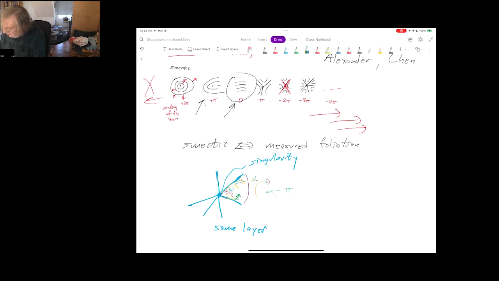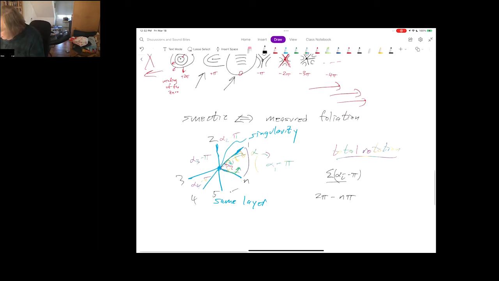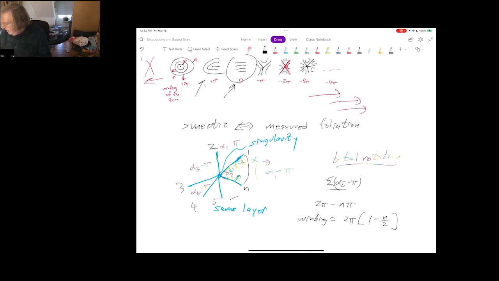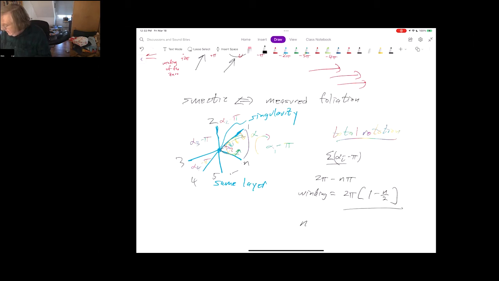And then I'll call this alpha 1 minus pi, and this is alpha 2 minus pi, and this is alpha 3 minus pi, alpha 4 minus pi. So if you look at the total rotation, what do you get? When you do the total rotation, you get the sum of the alpha i's minus pi. Well, the sum of the alpha i's, the first term is 2 pi, and the second term is n pi, where n counts how many lines there are. 1, 2, 3, 4, 5, n. So the winding is 2 pi times 1 minus n over 2. Right? So if you have a defect in your singular measured foliation, the winding is 2 pi times 1 minus n over 2. But n has to be greater than or equal to 0.